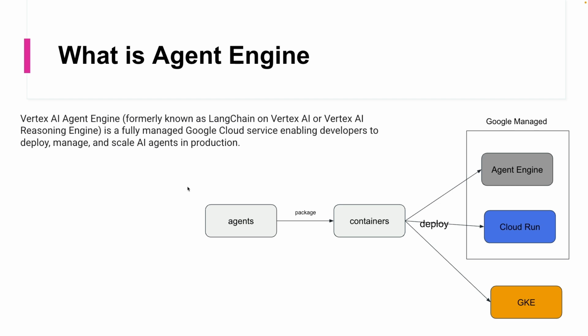So, when you build an agent, you try to test it on a local machine, right? But this is not enough when you want to run it in production. So, Agent Engine is a part of Google's broader generative AI and agentic AI offering. With Google Cloud, we get this as a service in the Vertex AI Agent Engine. Previously known as Vertex AI Reasoning Engine, now we call it Vertex AI Agent Engine.